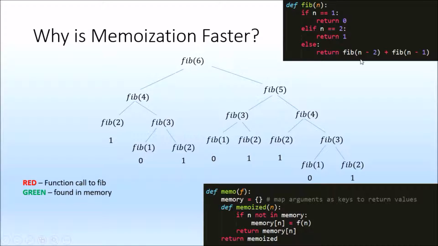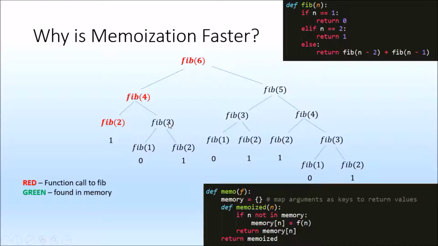To demonstrate this, I'm going to highlight in red an actual function call to fib, and the green highlights are going to be the ones that we found in the memory. So when we first evaluate fib of 6, in the tree recursive version we have to evaluate all of this. But in the memoized version, we first evaluate fib of 6, so that's one call. Then we go to fib n minus 2, fib of 4. And when we go to fib of 4, we go to fib n minus 2 again, so that returns. So we've computed 6, 4, and 2.